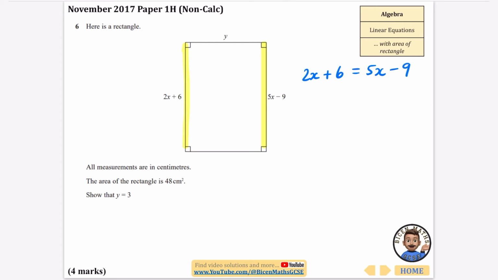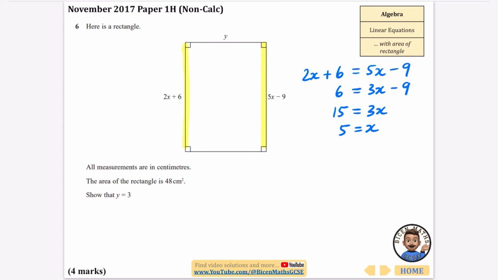So I'm going to get rid of the 2x by taking it away from the 5x, which leaves me with a 3x. I'm then going to add the 9 to the other side so that I get 6 plus 9 is 15. That is equal to 3x, and then I'm going to divide by 3 so that x is equal to 5.